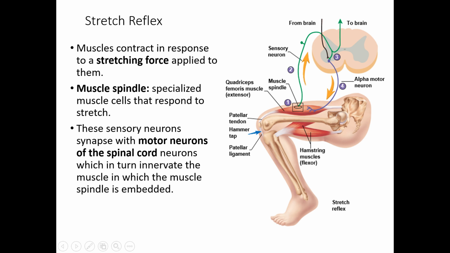In the muscle, there are special organs, receptors called muscle spindles. Those cells will feel the stretch and send the signal through the sensory neuron to the spinal cord. In the spinal cord, motor neuron will be activated and the same muscle will be contracting. So the muscle contracts and the leg jerks like that. That's your patellar stretch reflex.